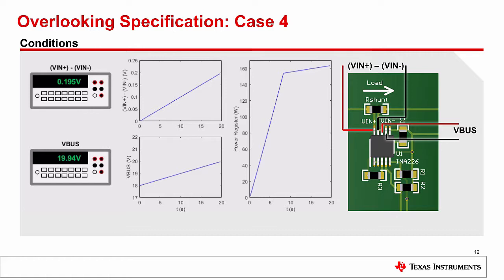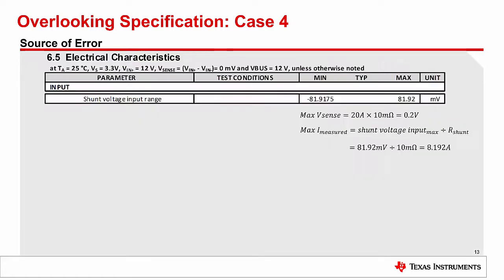Did we possibly set up the device incorrectly? Actually, yes. By choosing a shunt larger than 4 milliohms, we lowered the minimum current we can detect, yet we nearly halved the max current we can detect due to the shunt voltage input range limitation of the device.